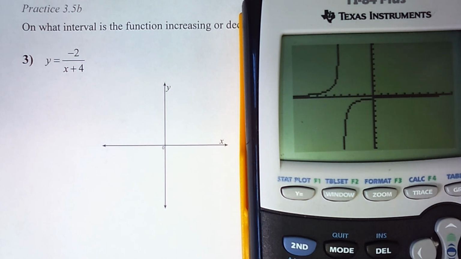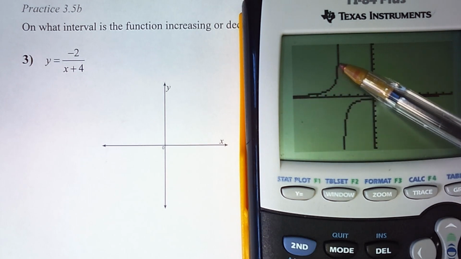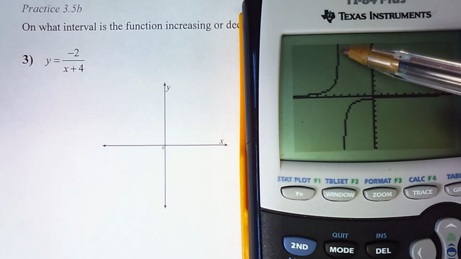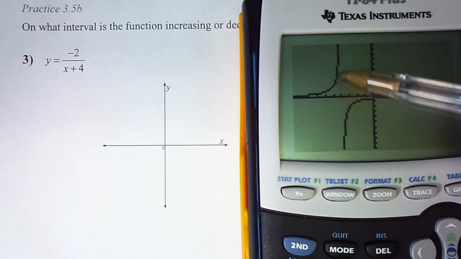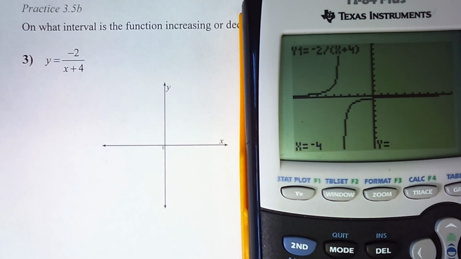Okay, so on this left side here, left to right, it is increasing. And then on this part here, from left to right, it's also increasing. So it's tempting to say that it's just increasing for all x. It's just always increasing. But that's not the case, because right here at negative 4, that x value doesn't even exist on this graph. So if I was to trace negative 4, I get no output. So it's not increasing at negative 4. It's doing nothing at negative 4. So I have to write two separate intervals.